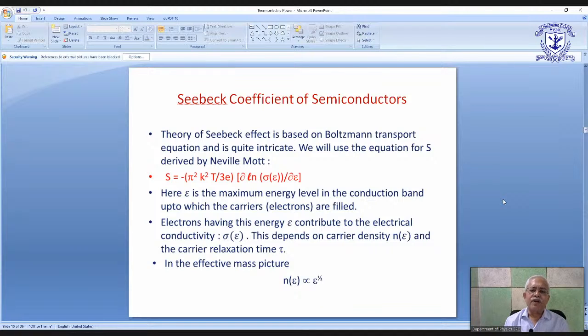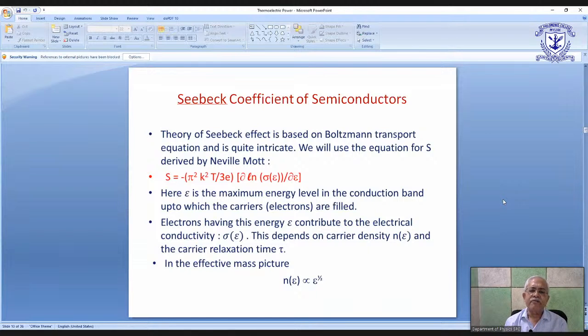We know from the theory of solids that electrons which exist in the conduction band, with an energy up to a maximum of this epsilon, are the electrons which contribute to the electrical conductivity. The rest of the electrons, which are in the valence band, are bound.